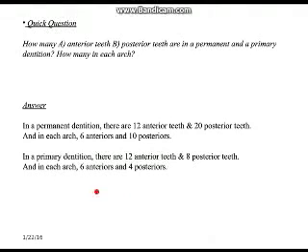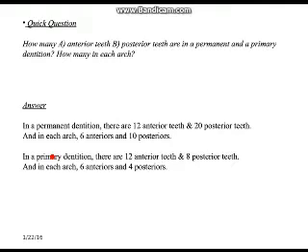Alright, so last session we gave a quick question: how many anterior teeth, posterior teeth are in permanent and primary dentition, and how many are in each arch? If you got it right, then your answer would be like this. In a permanent dentition, there are 12 anterior teeth and 20 posterior teeth.